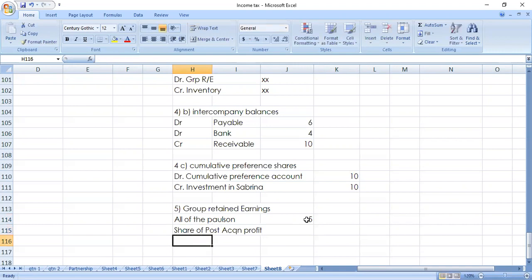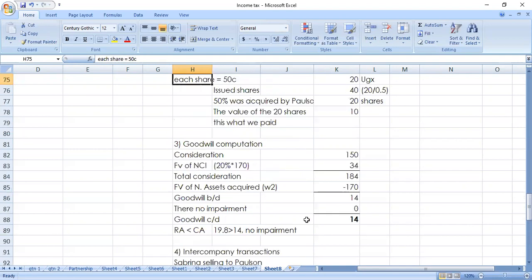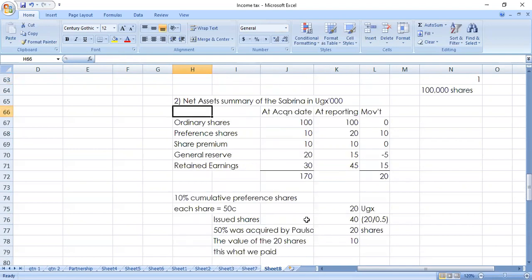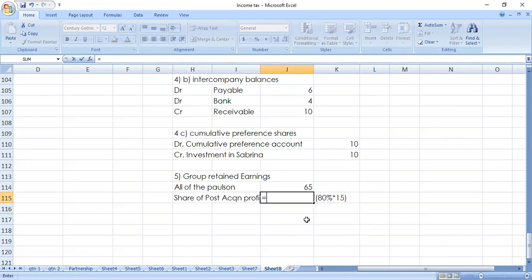Okay, so that's why we go to working number 2. We see this change here in the retained earnings, this change is what we call the post acquisition. From the acquisition date till now, what we made was 15. So of the 15, the parent only has 80%. So you bring 80% of 15, which is the post acquisition, so you have it as 12.